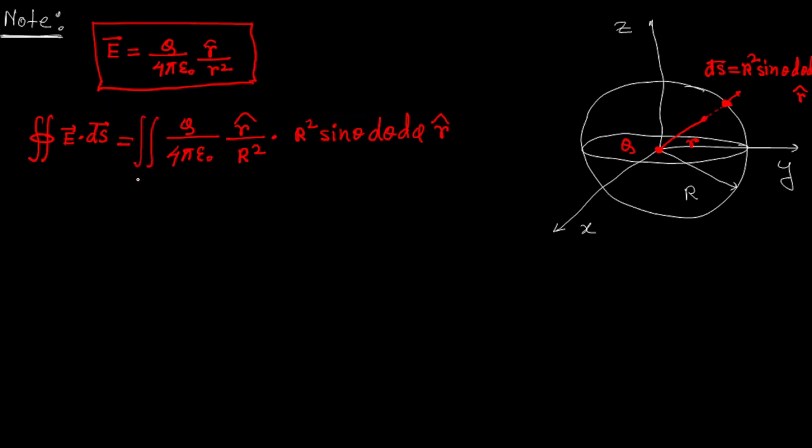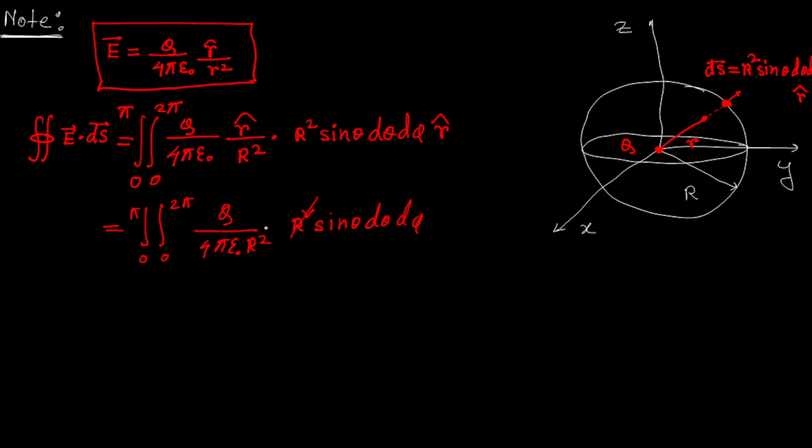And for the complete spherical surface, what will be the limit of theta? The limit will be 0 to pi. And what will be the limit of phi? 0 to 2 pi. So what will this give you? This will give you, with limits 0 to pi and 0 to 2 pi, q divided by 4 pi epsilon naught R square into R square sine theta d theta d phi.